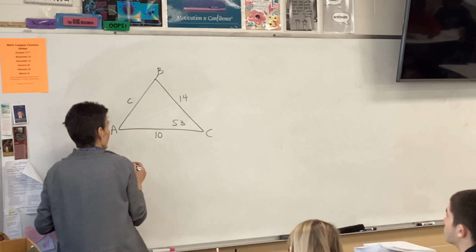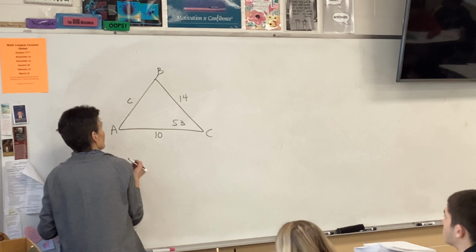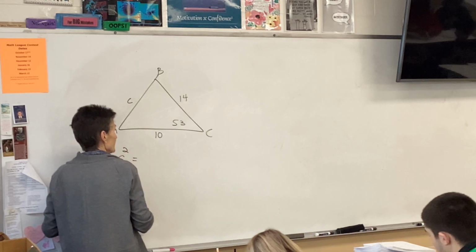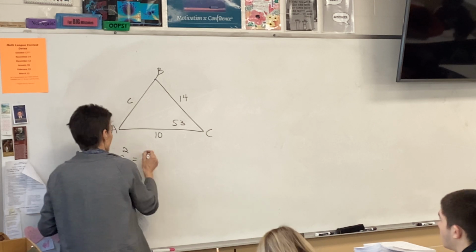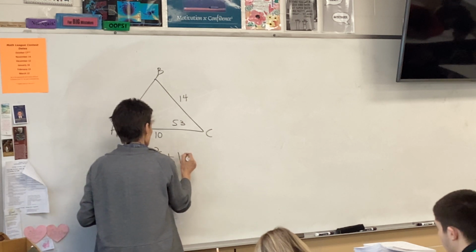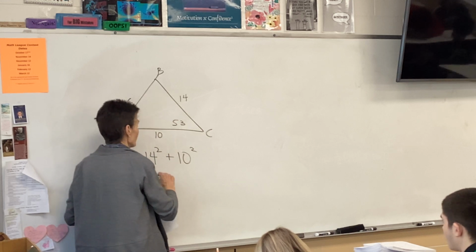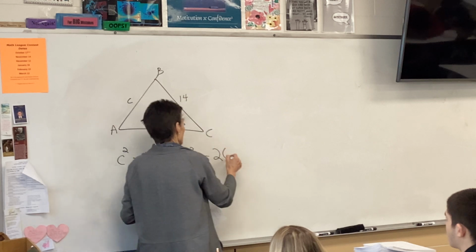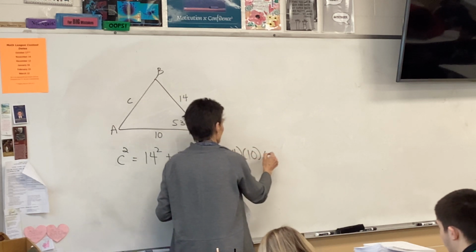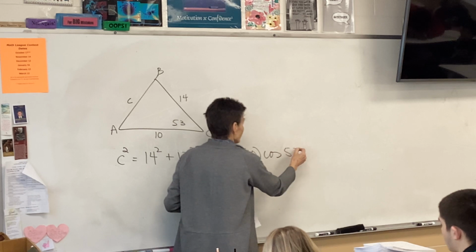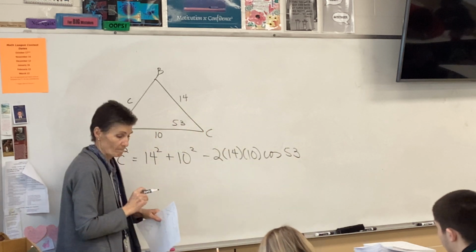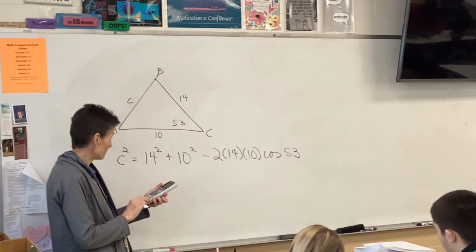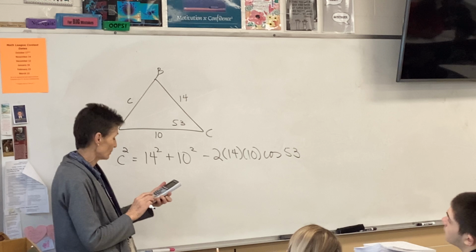All right, so here we go. What's the law of cosines going to say in this problem? C squared equals 14 squared plus 10 squared, and those can be in either order, it doesn't matter. Minus 2, always minus 2, times 14 times 10, cosine 53. If you miss this problem, it will be because you forget to square root your answer.